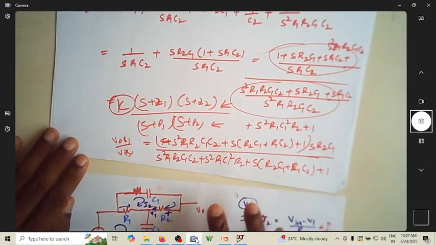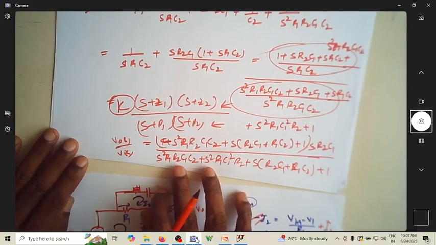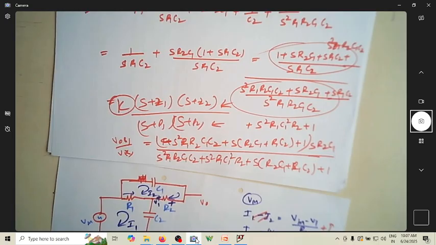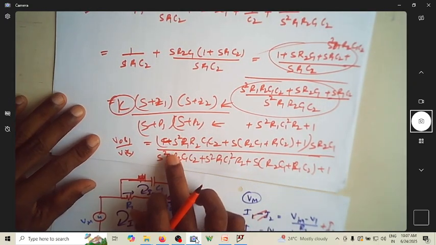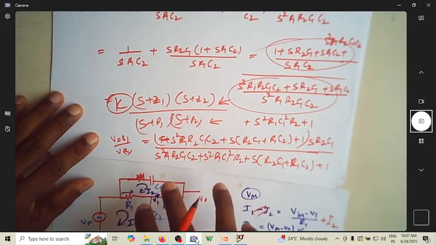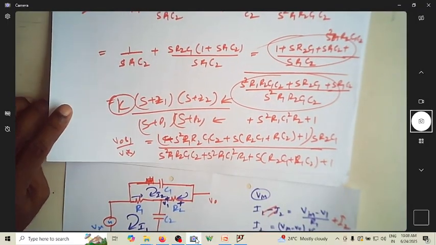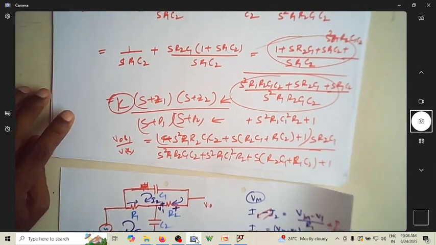If you multiply this also, you will end up with a transfer function given by this, so these are your poles and zero positions. If you plug in the values of R1, R2, C1, C2, you'll get the poles and zeros at the respective positions.